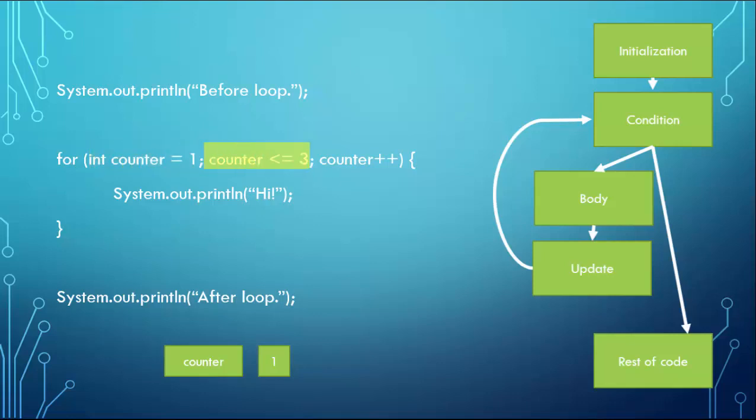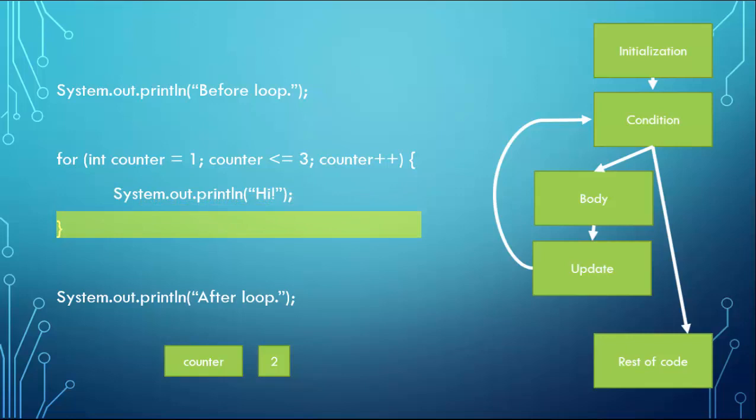And then we check the condition. 1 is less than or equal to 3, so we'll do the body of the loop. We'll print high. When we hit the close brace, we do the update, and then the condition. So now counter is 2. 2 is less than or equal to 3. That's still true, so we repeat the body of our loop.